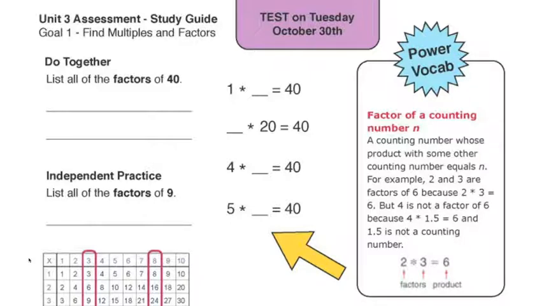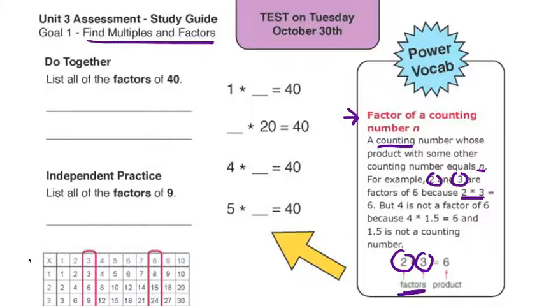Goal number 1 is find multiples and factors. First things first, a factor is a counting number like 1, 2, 3, 4, 5, whose product with some other counting number equals n. For example, 2 and 3 are factors of 6 because 2 times 3 equals 6. So the 2 and the 3, because they multiply to make 6, are both factors of 6.